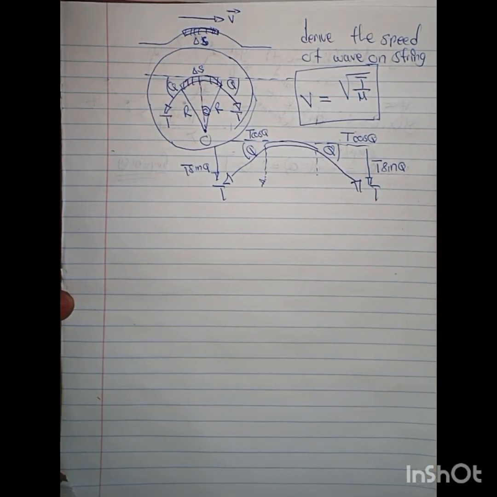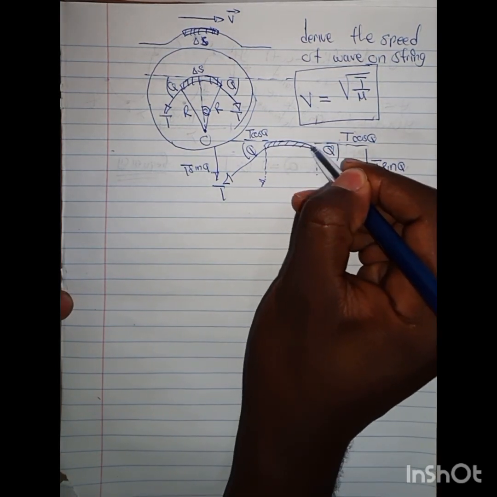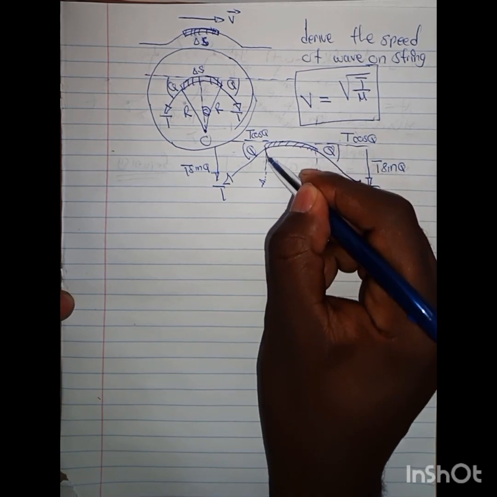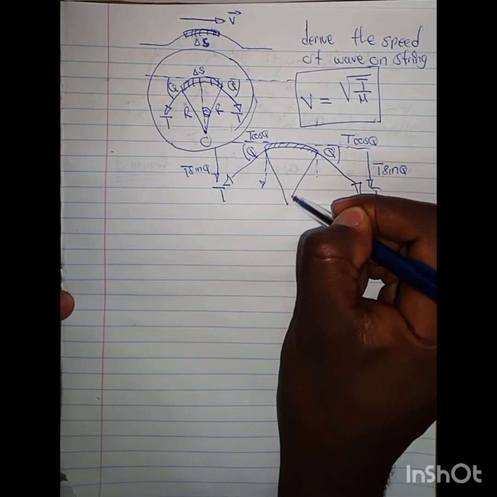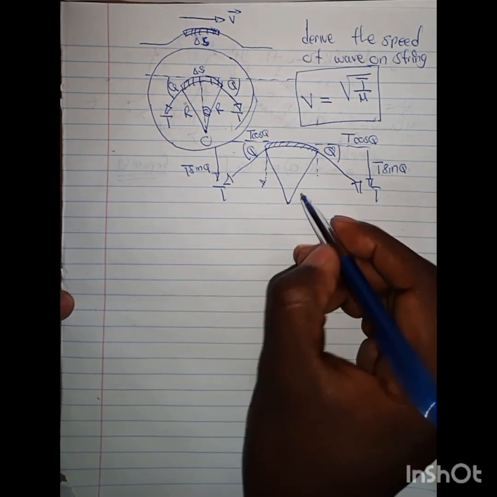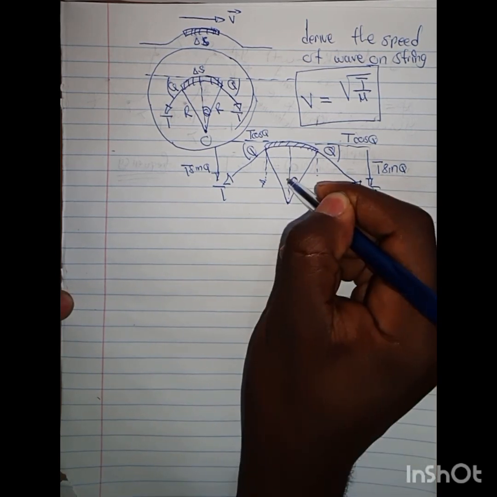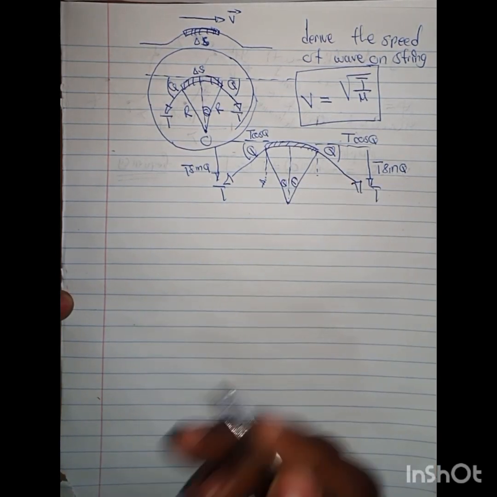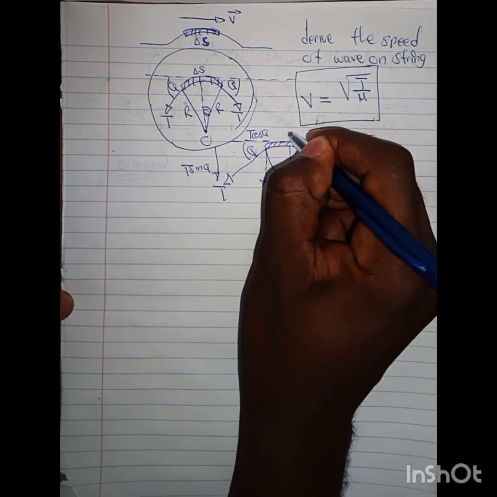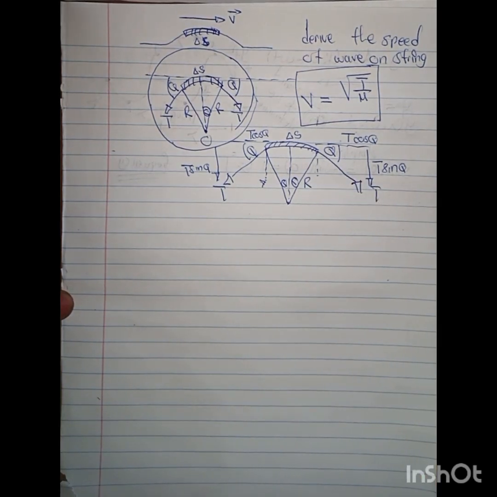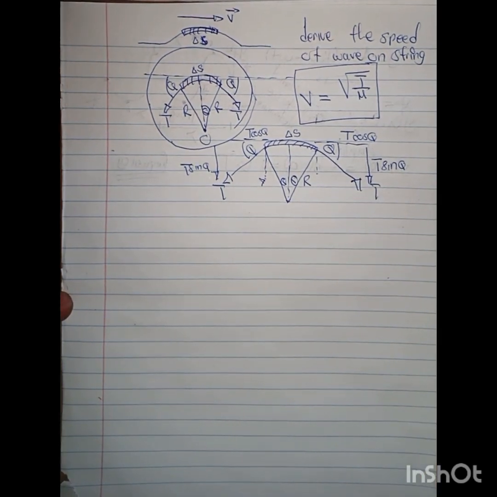We can see that this element forms part of the circle. It also subtends the radius to the center. From this point to this point we have theta, and also this side is theta. The length is s, and this is our r. For now, let us find the components that will be present in the x-axis.